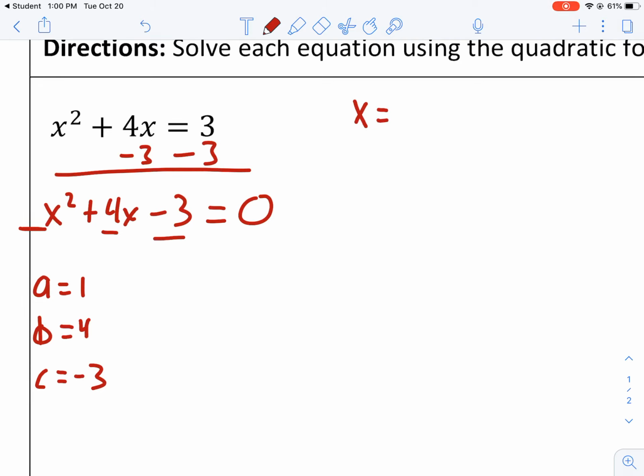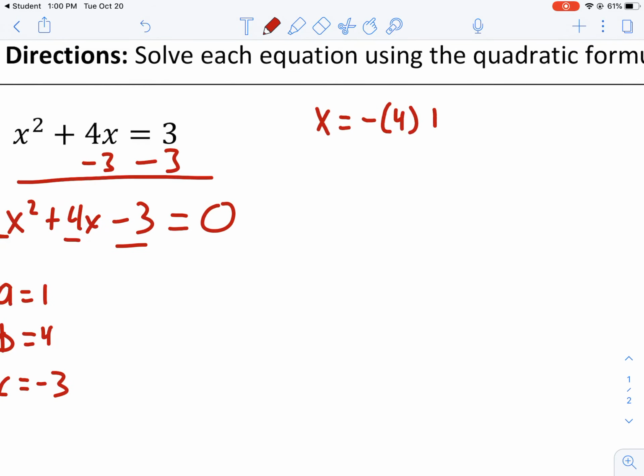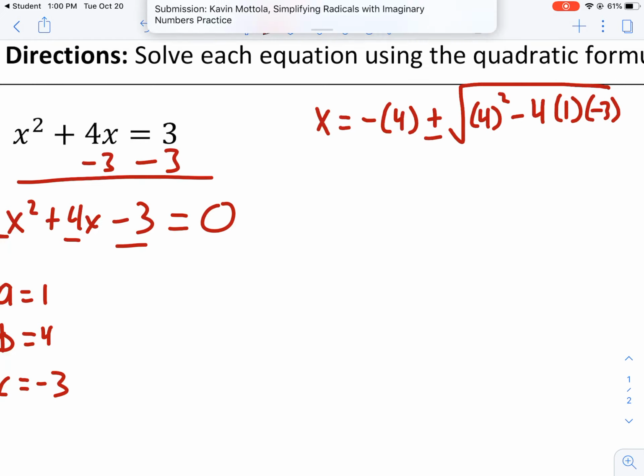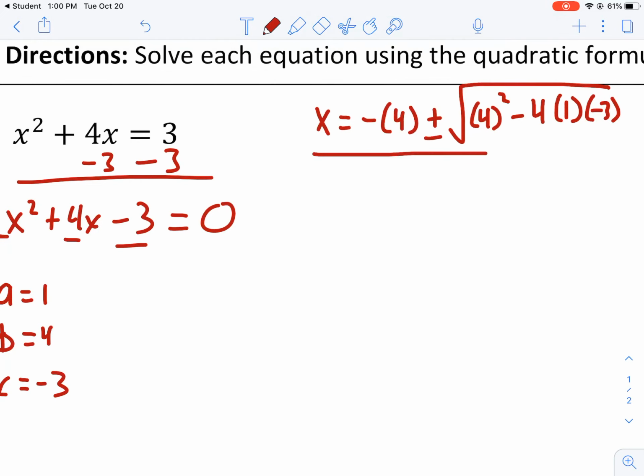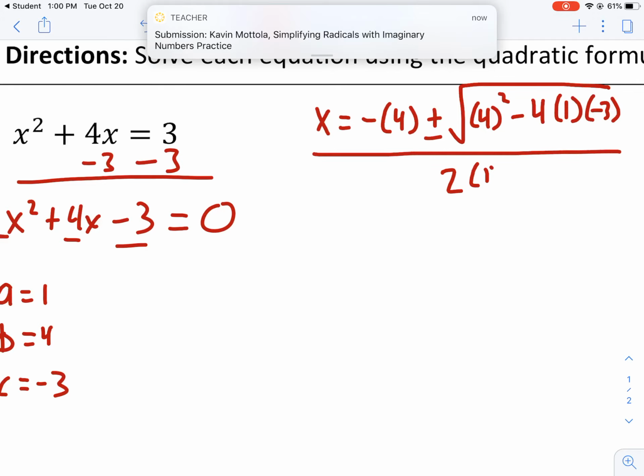The important thing that I always tell students is that whenever you're plugging stuff in, plug it in parentheses. Even the -b part, just in case that b is negative, that way you can see your two negative signs. So we get x equals -4 plus or minus the square root of b squared, so that's 4 squared. Again, put that b in parentheses, I promise it'll help. We have -4a, so a is 1, c is -3. And then it's all over 2a, so again, a is 1.